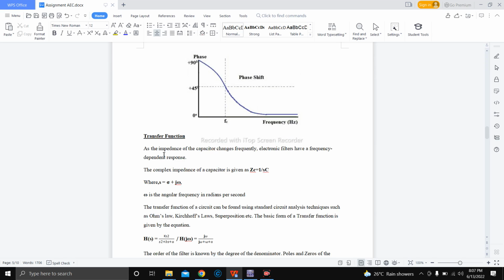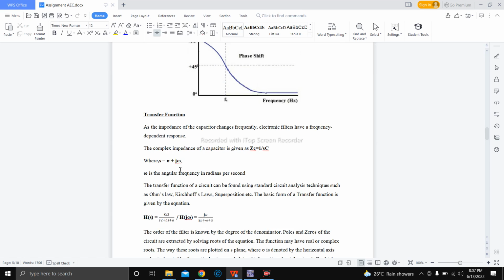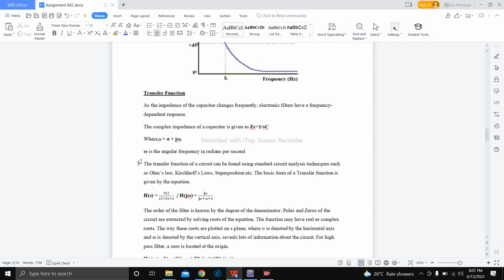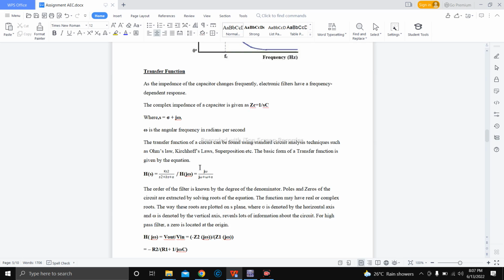Transfer function. As the impedance of the capacitor changes with frequency, electronic filters have a frequency-dependent response. The complex impedance of a capacitor is given as Zc = 1/sC, where s = σ + jω. Omega is the angular frequency in radians per second. The transfer function of the circuit can be found using standard circuit analysis techniques such as Ohm's law, Kirchhoff's law, and superposition. The basic form of a transfer function is given by the equation H(s) = Ks²/(s² + Bs + A), or H(jω) = jω/(jω + A).